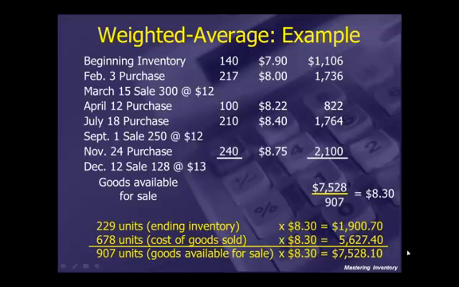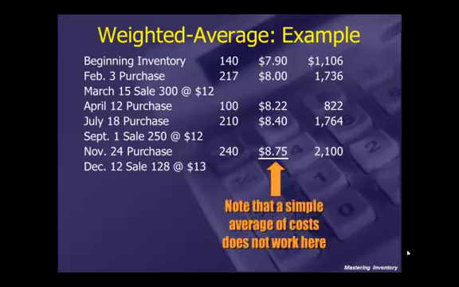We're still in inventory, still working with periodic weighted average. This is the last slide that we left off with on the previous section that we covered. I just want to point out to you again that the average is $8.30 per unit. As we look at the next slide, take note that a simple average of cost does not work here.